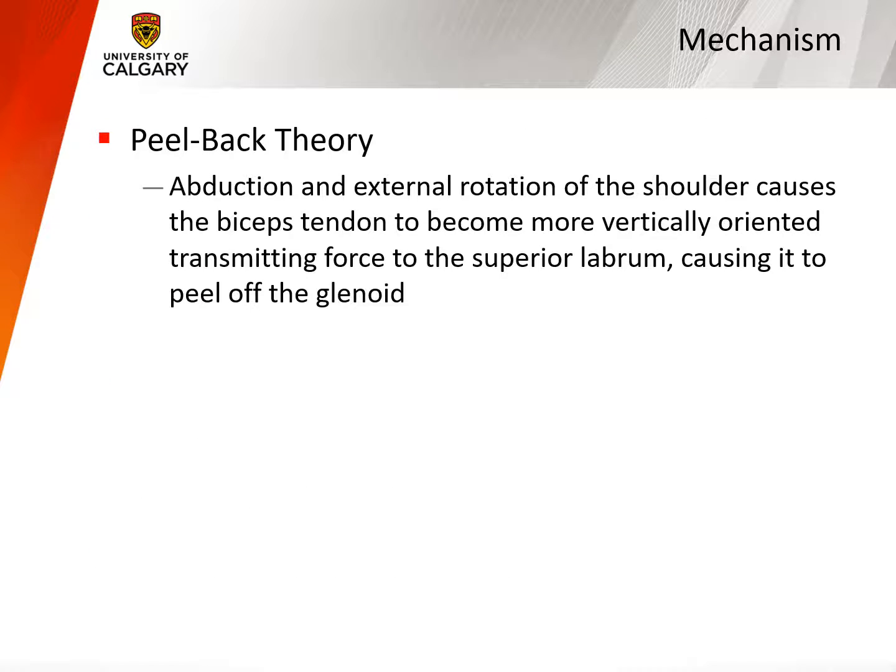The most widely accepted mechanism by which SLAP tears occur is via the peel-back theory. Here, abduction and external rotation of the shoulder causes the biceps tendon to assume a more vertically oriented position, thus transmitting force to the superior labrum, causing it to peel off the glenoid.